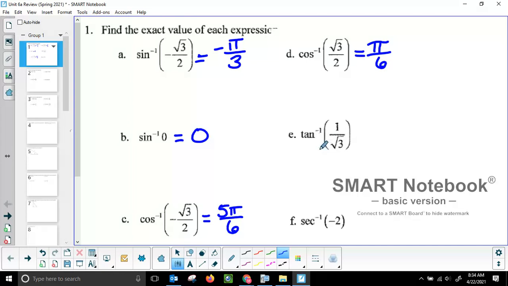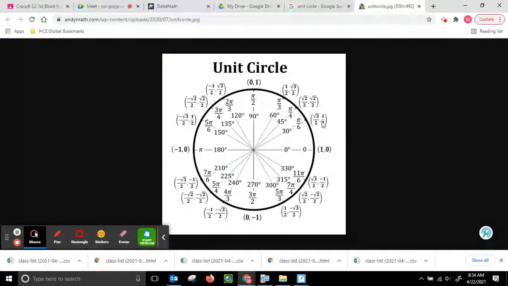Inverse tangent of 1 over the square root of 3. Now this is not rationalized, so you can really think of this as the inverse tangent of the square root of 3 over 3, if we go ahead and rationalize that. Now on our unit circle here, there are no tangents. But remember, to get the tangents, you just take the y coordinate and divide it by the x coordinate. Inverse tangent is still the right half of the unit circle.